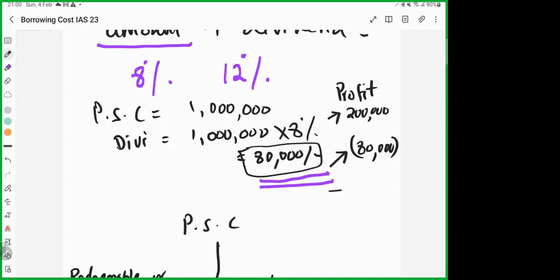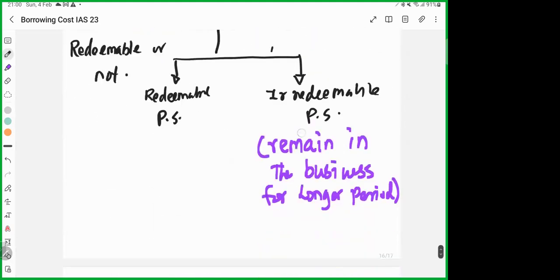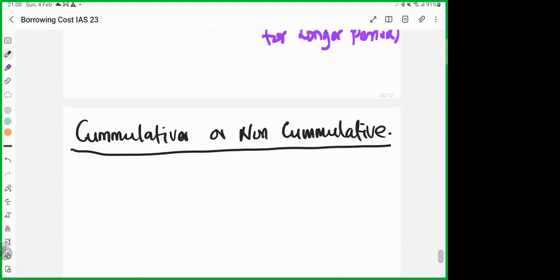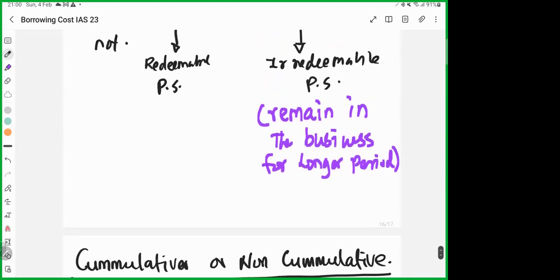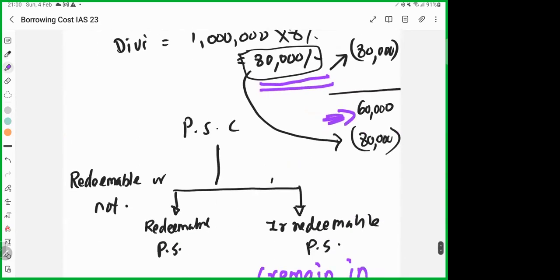So I will bring you another scenario. I have a profit of 60,000, but the dividend is still the same. Now, do I have sufficient profits? No. When you agree on cumulative, what do you mean by cumulative? In a given year, you don't have enough profits like this situation, you don't pay dividend to the preference shareholder in that year, but you carry it to the next year. Let's say the next year, your profit is 300.